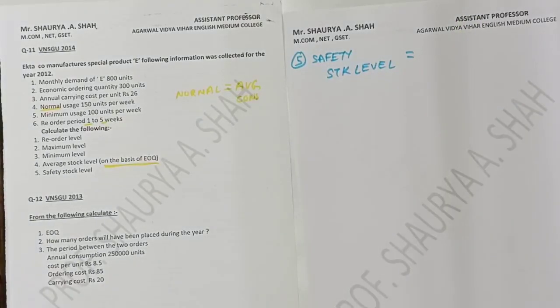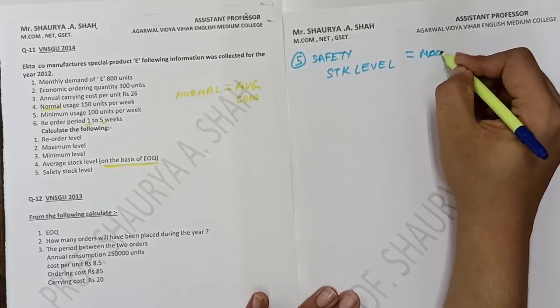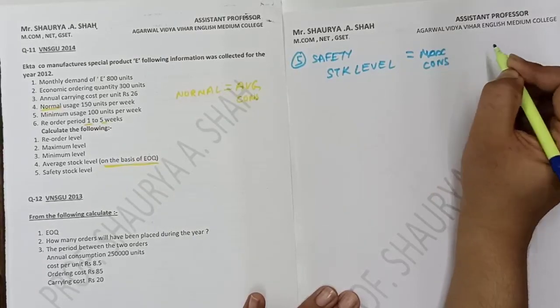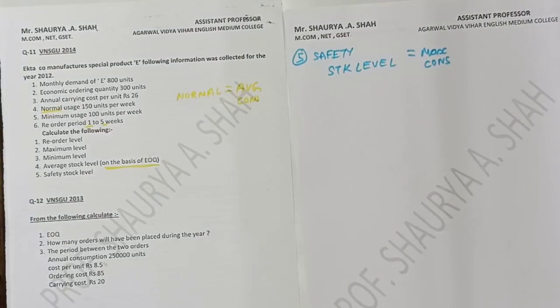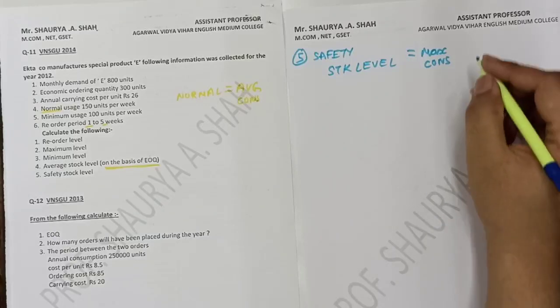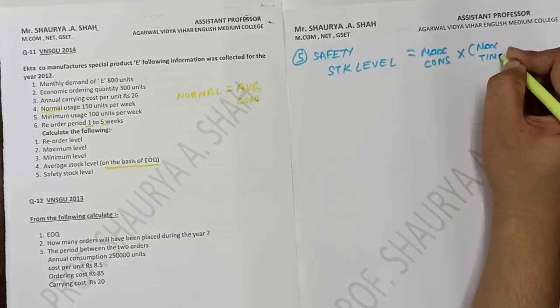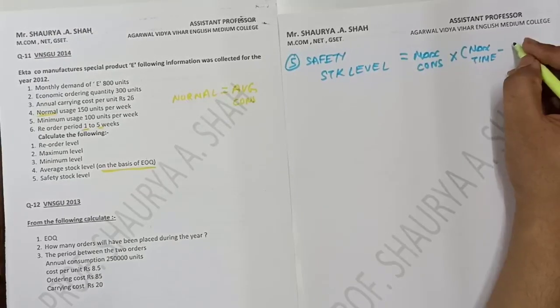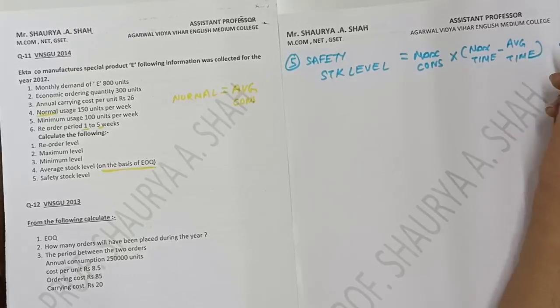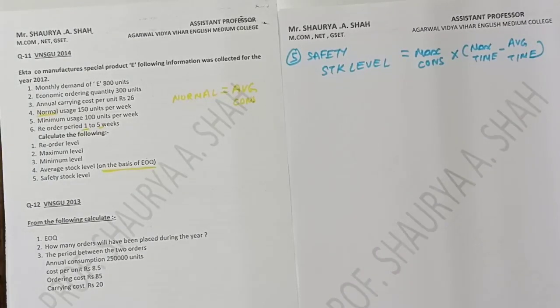What is the formula of safety stock level, students? Safety stock level is equal to maximum consumption into maximum time minus average time. So that is the formula of safety stock level.